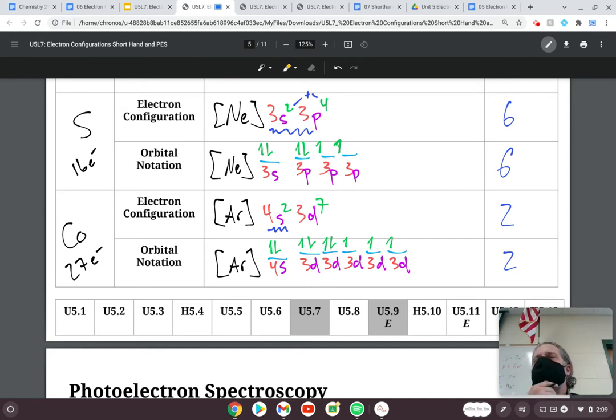Any questions about noble gas shortcut? Yes? Do you have to put 3D under every orientation? So the question is, do you have to put 3D under every orientation? And the answer to that question is no. But I'm doing it because it makes sense to me.